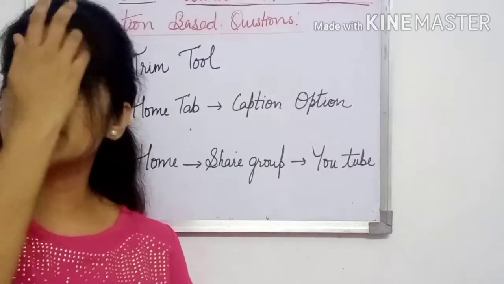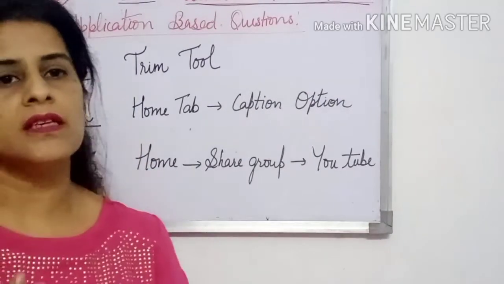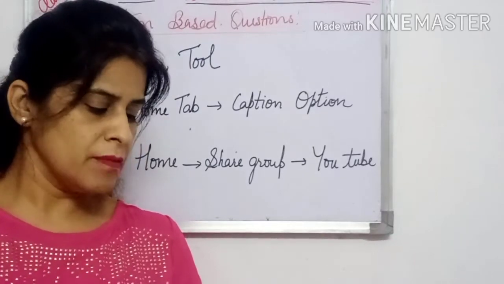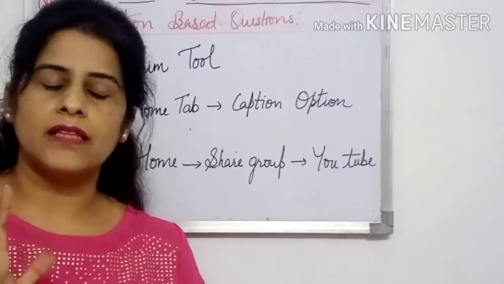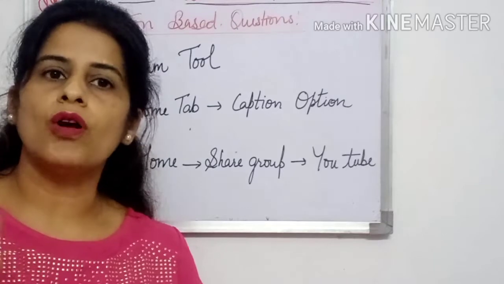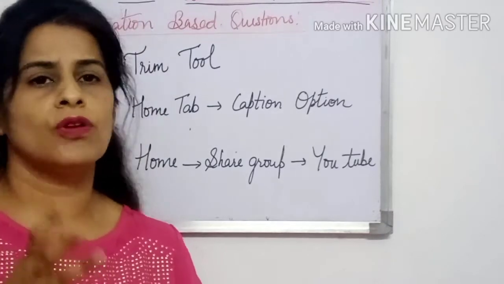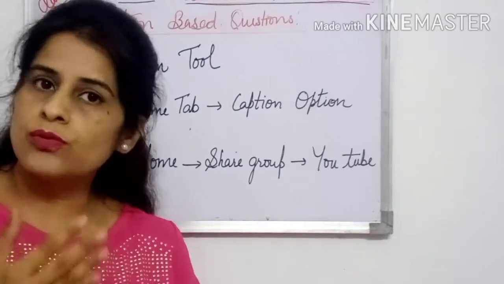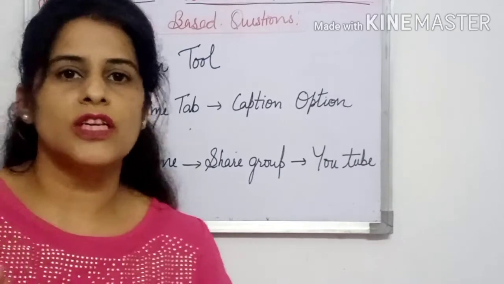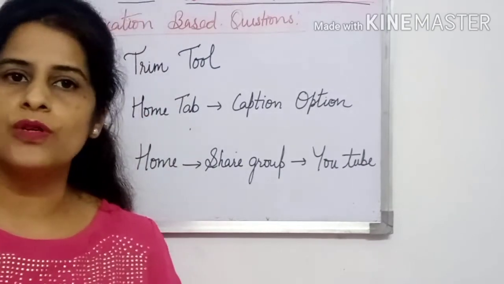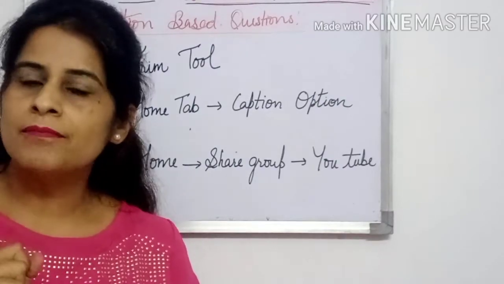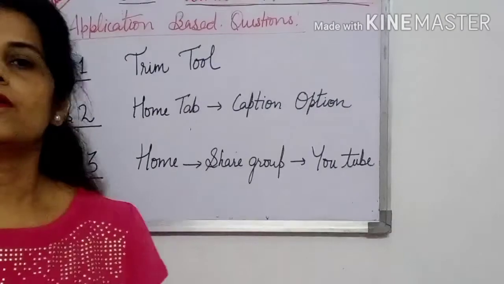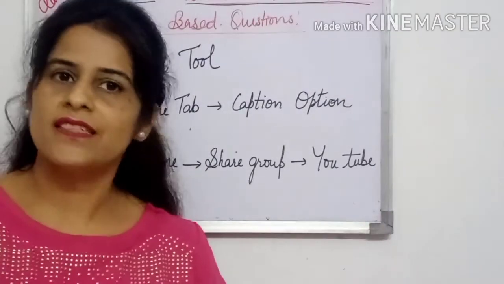In this question it is saying that Bharti has added a movie clip that is 4 minutes long, and she wants to trim it to only 3 minutes. Then what will she do? I told you when you want to reduce the duration of a video, which tool do we use? Many times I told you that tool is the trim tool. So the answer of the first question is the trim tool.